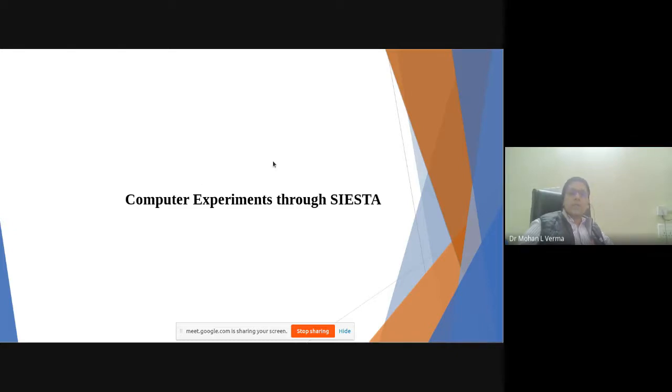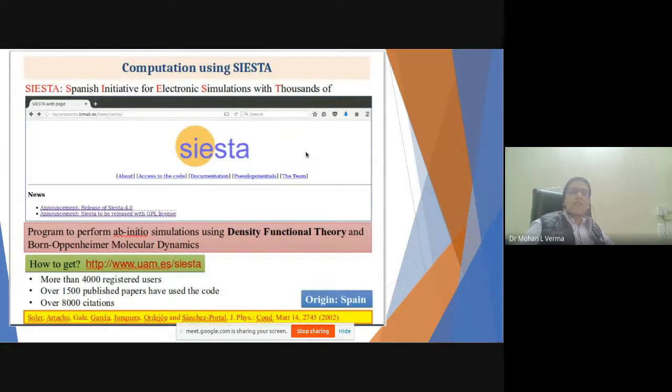Now the next segment is computer experiment with Siesta. This is a very easy tool. So, computation using Siesta. The full form of Siesta is Spanish Initiative for Electronic Simulations with Thousands of Atoms. So this is the well documented page of Siesta.